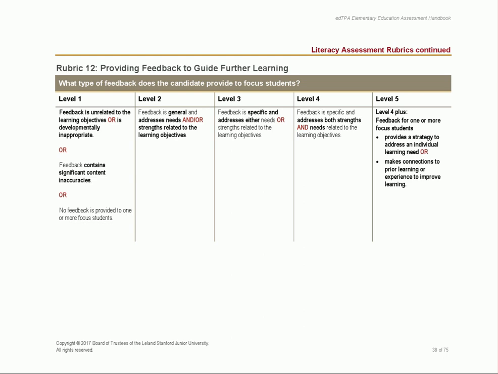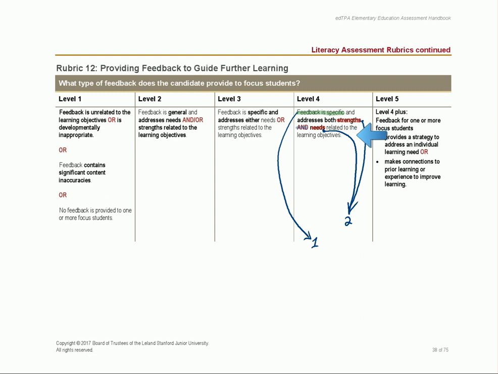The next rubric, rubric 12, providing feedback to guide further learning. What type of feedback does the candidate provide to focus students? Under a 3, feedback is specific and addresses either needs or strengths related to the learning objectives. You can already see what the difference will be with 4. Let's take a look at 4. Feedback needs to be specific again, but what you can see here is that feedback addresses both strengths and needs related to the learning objectives.